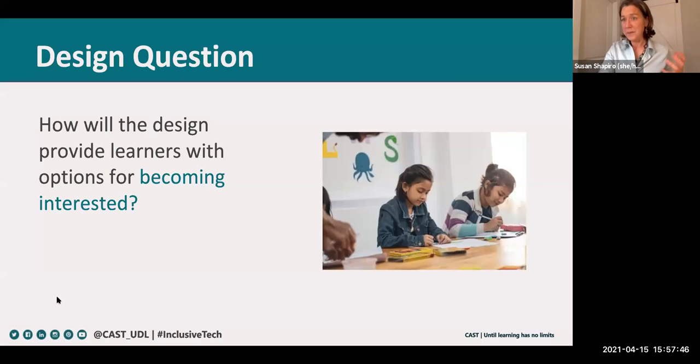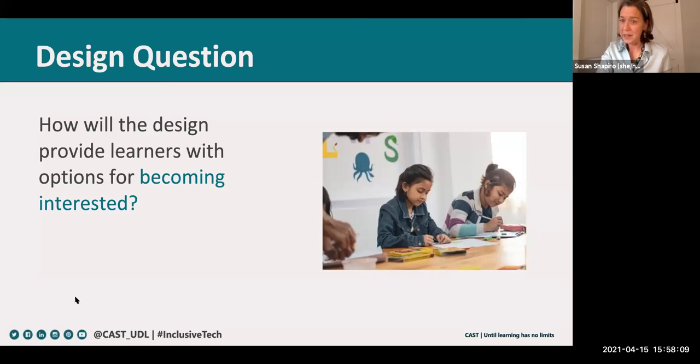That first guideline, options for recruiting interest, I like to think about in my mind as a design question. So I say to myself, I want learners to be able to read independently and to engage in that. How will the design of this independent reading provide learners with options for becoming interested? So now I have a question to answer, and I think about that.